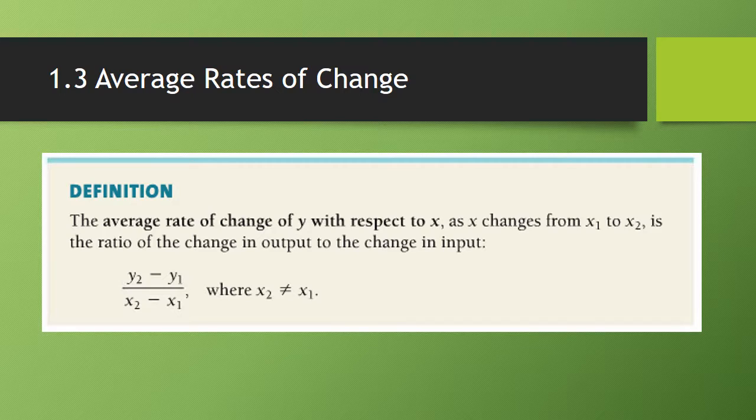The rate of change of y with respect to x as x changes from x1 to x2 is the ratio of the change in output to the change in input. Or in other words, it's the slope. If you want to know what the average rate of change is between two particular points on a function, then you find the slope of the line that would join the 2 points.